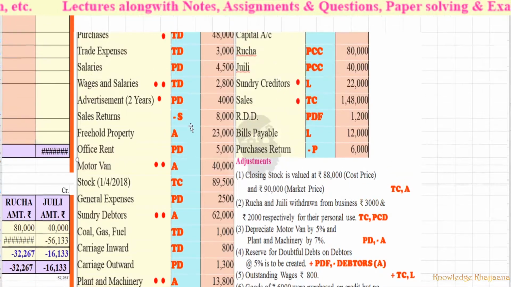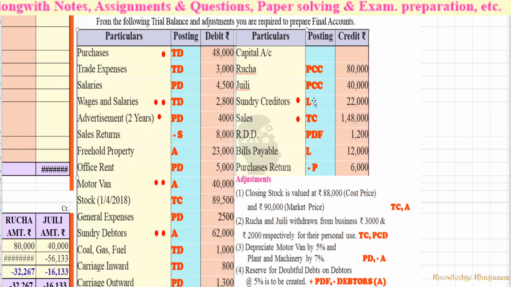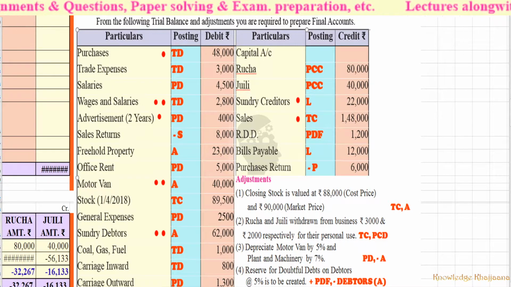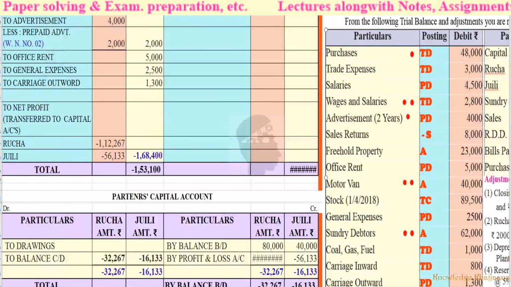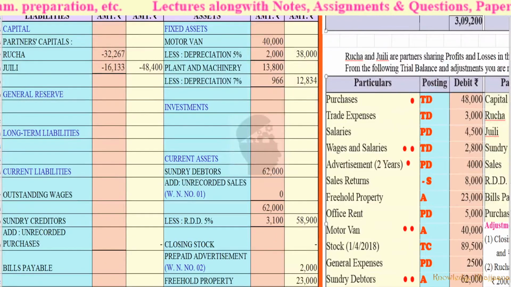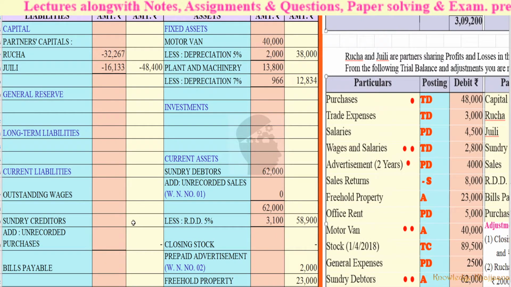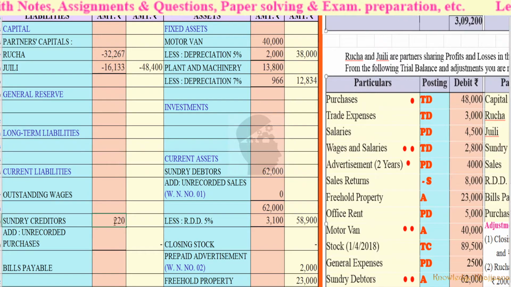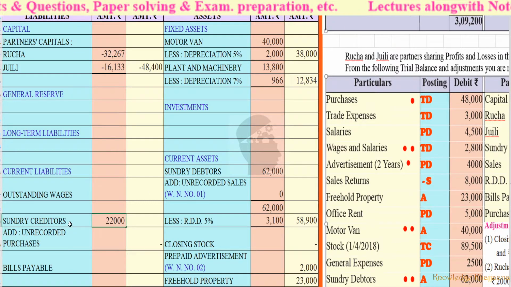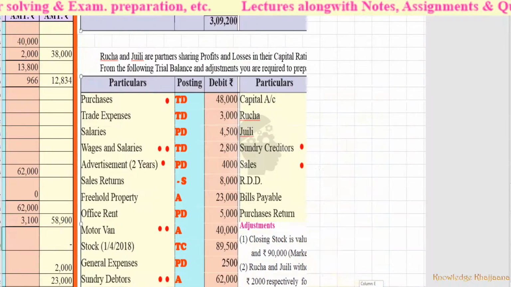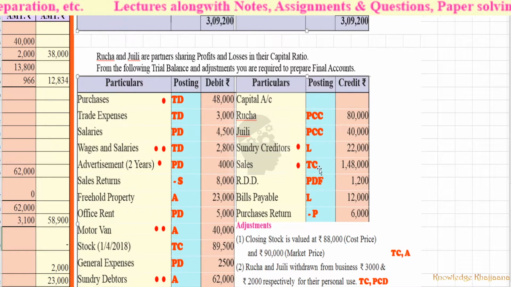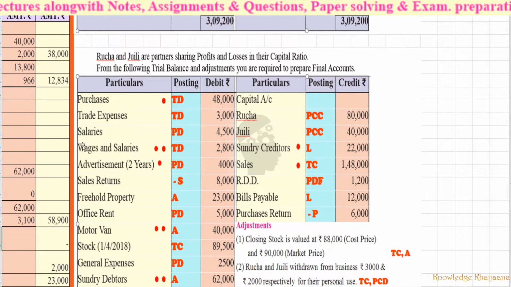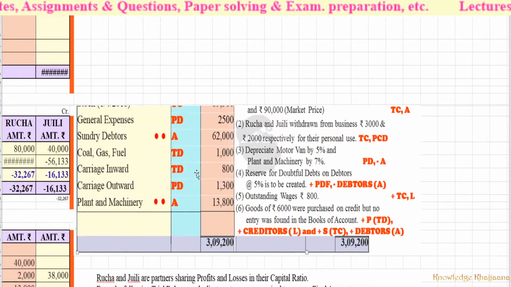Next, sundry creditors, liability, rupees 22,000. Sundry creditors, that is current liabilities, rupees 22,000. Why in the inner column? Because there is one adjustment. Then sales, trading account credit side, rupees 1,48,000.